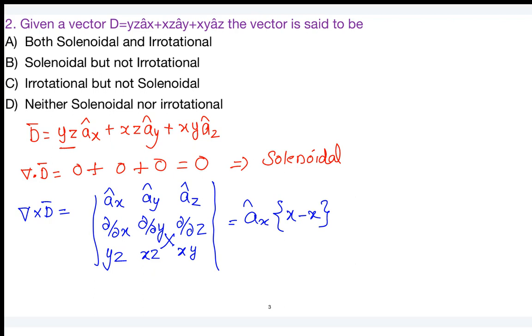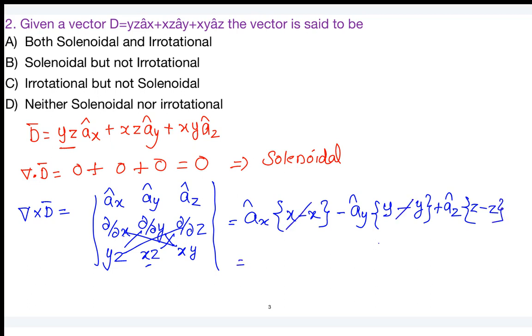Next, when you take the a_y coefficient, ∂/∂x of xy will be y, and ∂/∂z of yz will also be y. Plus the a_z coefficient: ∂/∂x of xz will be z, minus ∂/∂y of yz, which will also be z. You can see here everything gets cancelled. So the curl of the vector is also a null vector. Since the curl becomes 0, the vector is said to be irrotational.